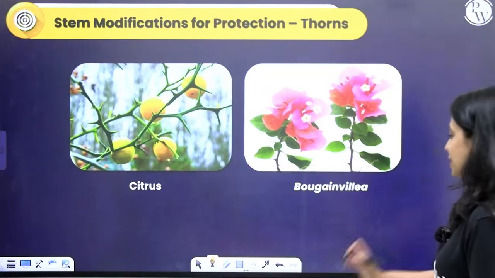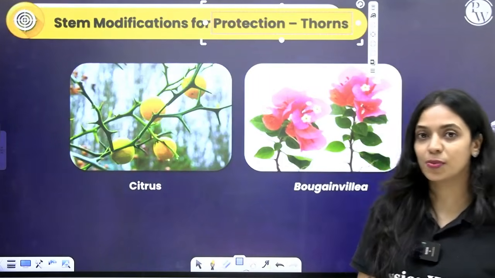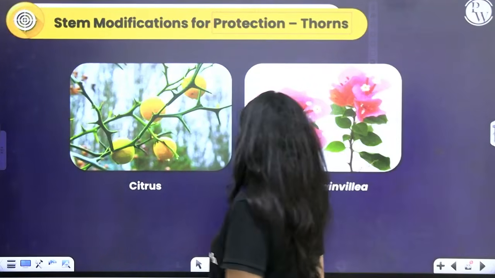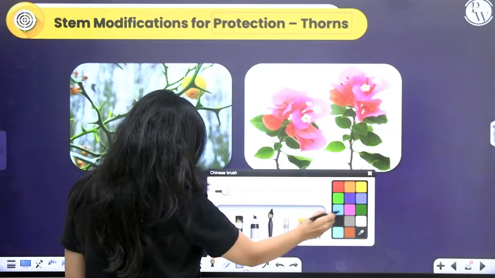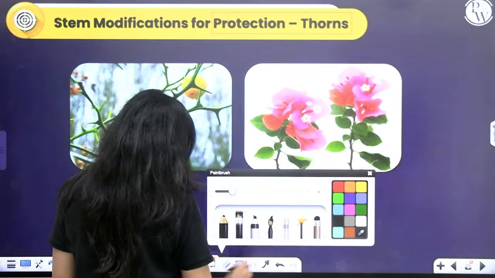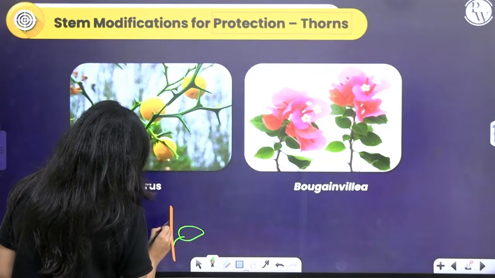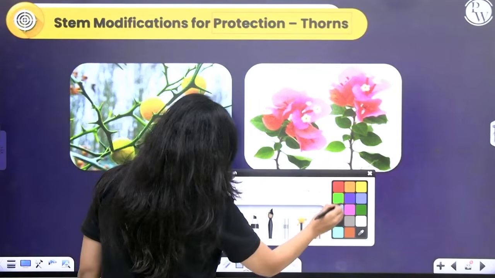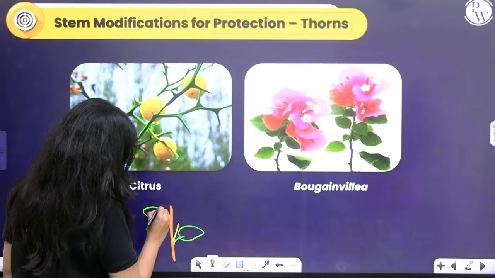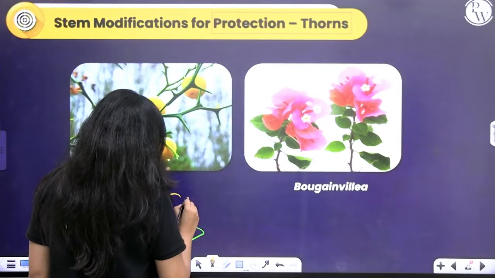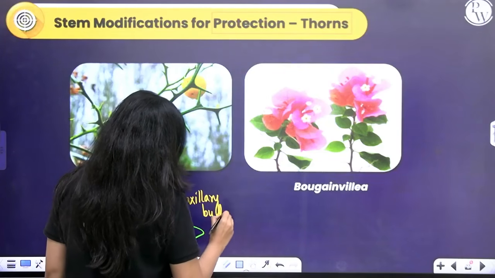Now, stem can be modified to offer protection as well. We see that in the case of citrus plants and bougainvillea. What happens here again is the stem will have nodes. At the nodes, it will bear leaves. At the axil of the leaves, axillary buds will be present, but these axillary buds will modify into thorns. Okay? Axillary buds are modified to form thorns.